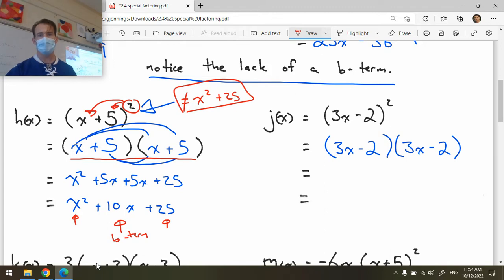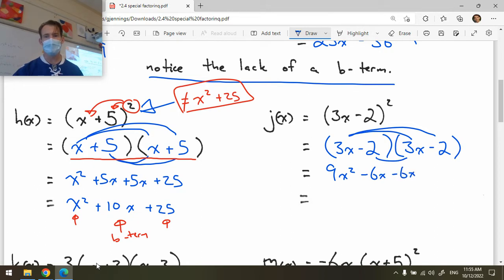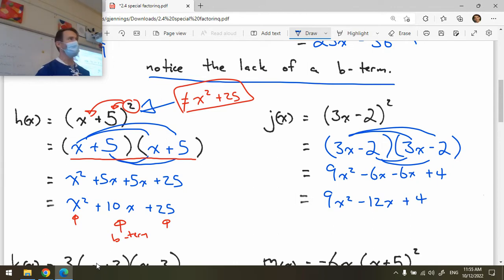So let's expand this one. Enough chit chat. Let's get at it. 3x times 3x, 9x squared. 3 squared is 9, x squared is x squared. And then 3x times minus 2 gives me minus 6x. Minus 2 times 3x gives me minus 6x. And minus 2 times minus 2 is plus 4. Simplify the middle terms, and that gives us 9x squared minus 12x plus 4. So this is just expand and simplify. Today we'll be looking at how we factor those types of things.